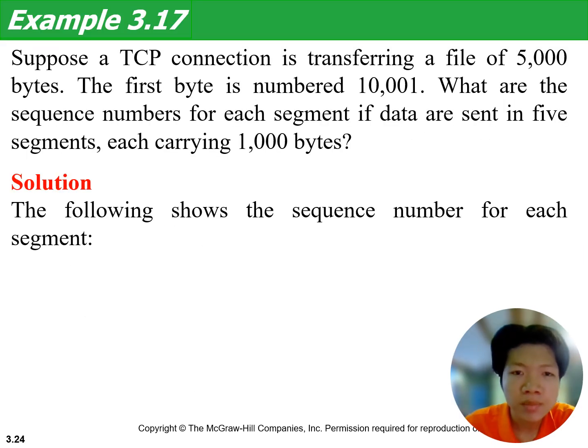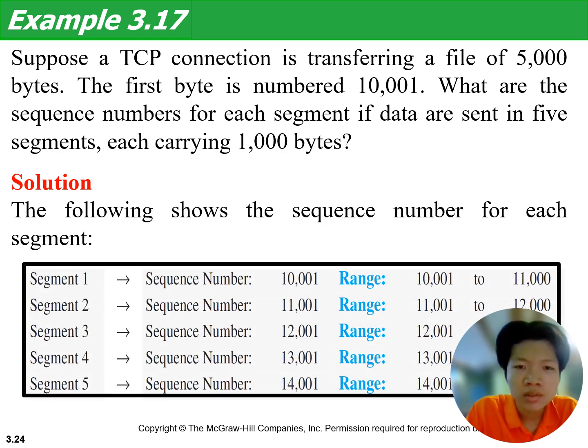Suppose a TCP connection is transferring a file of 5000 bytes. The first byte is numbered 10,001. What are the sequence numbers for each segment if data are sent in 5 segments, each carrying 1000 bytes? Solution: the following shows the sequence number for each segment.